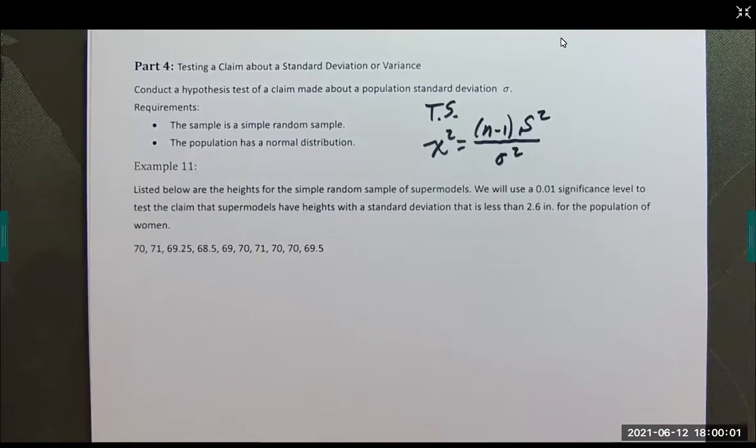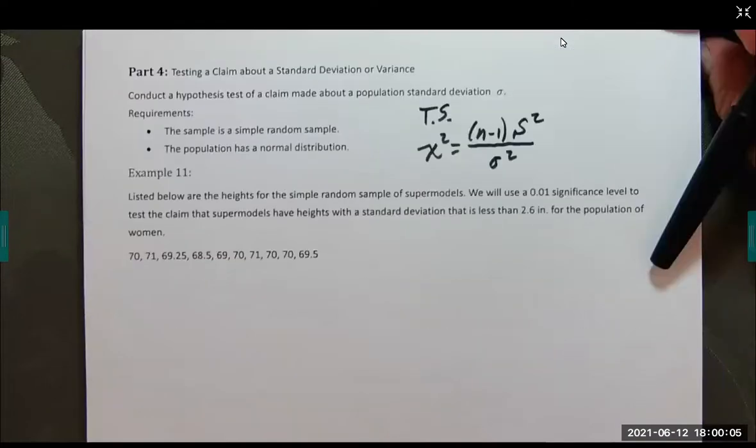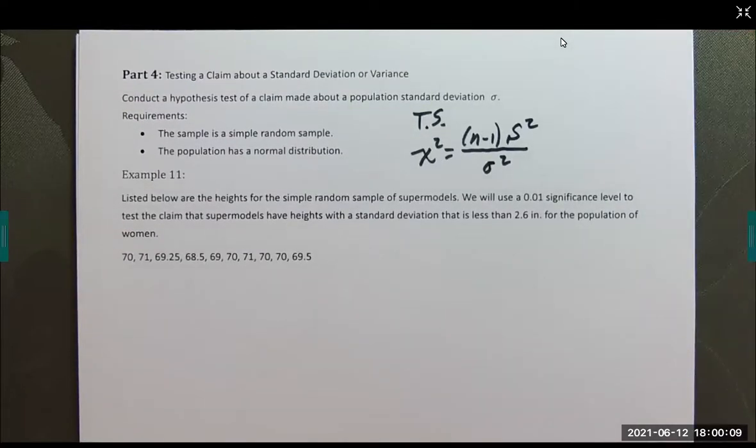There are two questions with data. I've already preloaded those into my calculator, so if you want to pause the video and do that, I'm going to go ahead and get started here. So example 11: listed below are the heights for a simple random sample of supermodels. Will we use a 0.01 significance level to test the claim that supermodels have heights with a standard deviation that is less than 2.6 inches for the population of women?